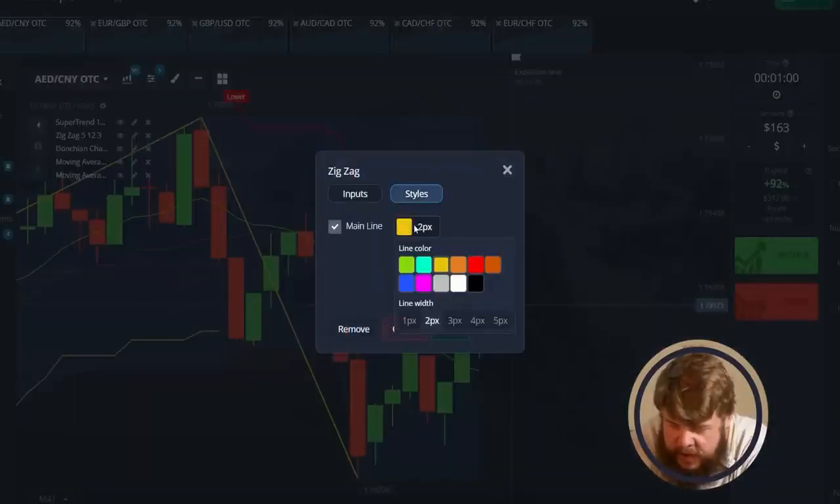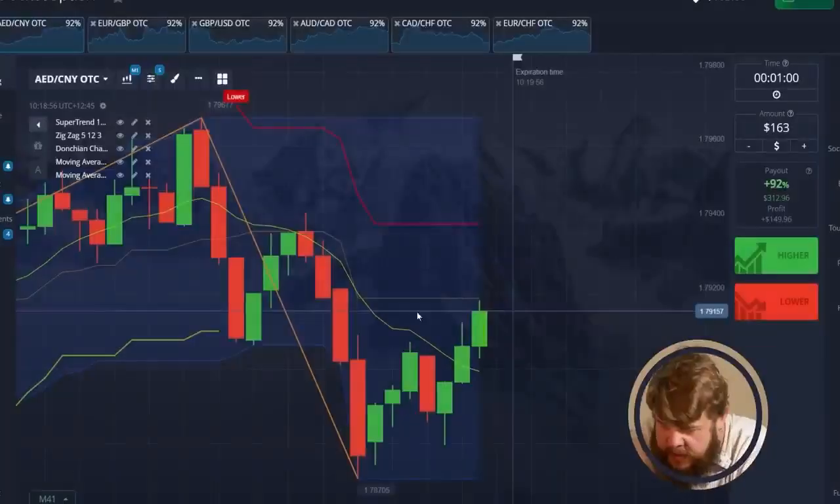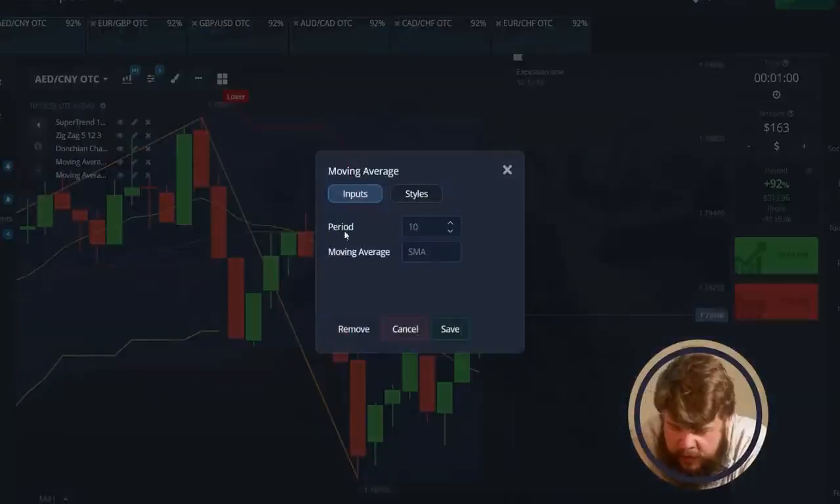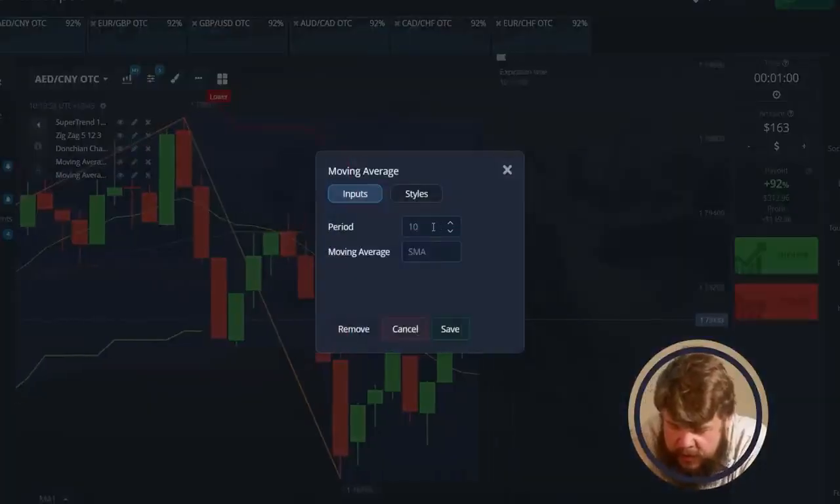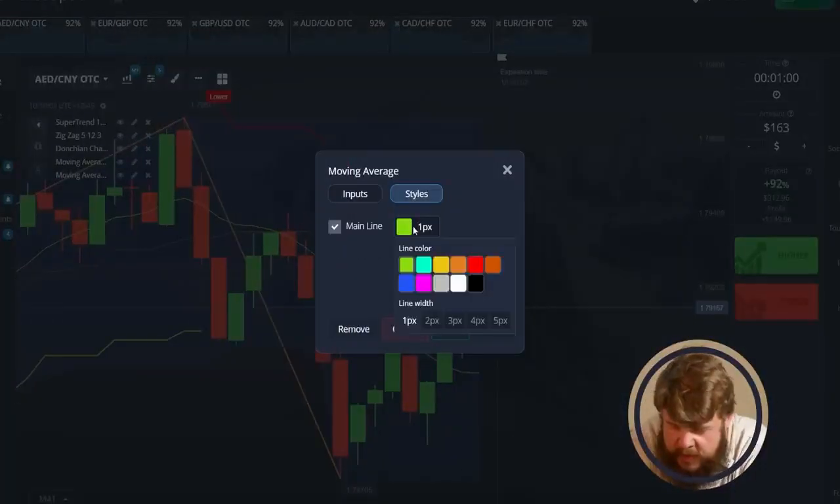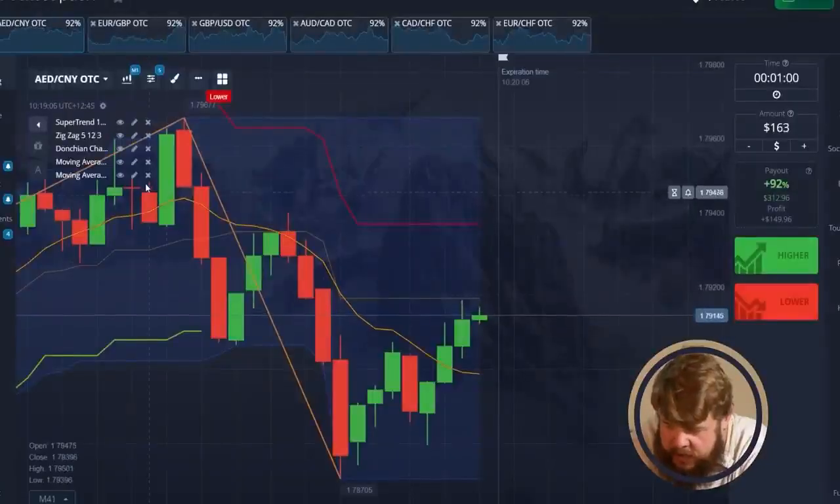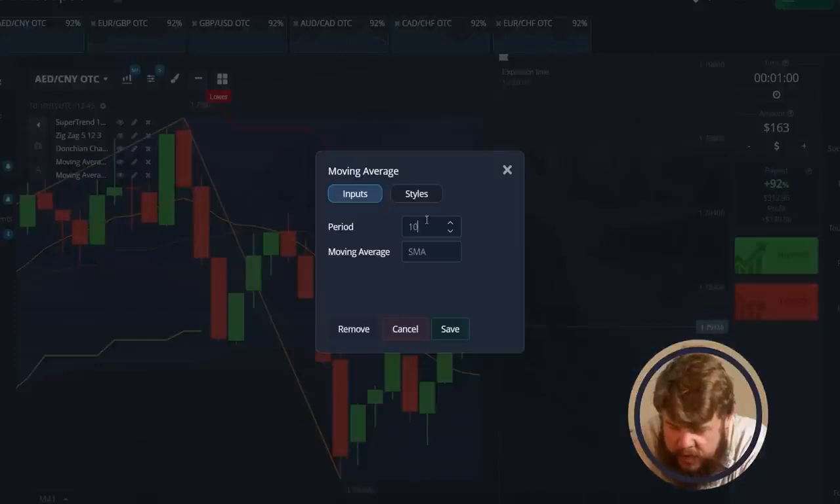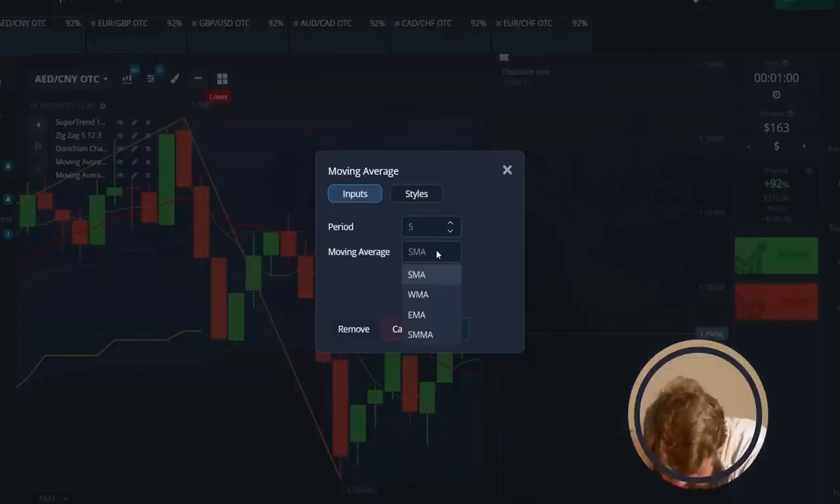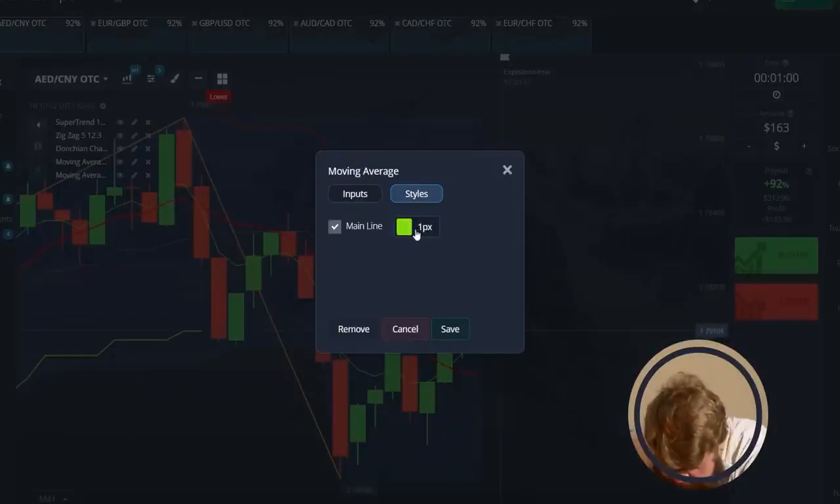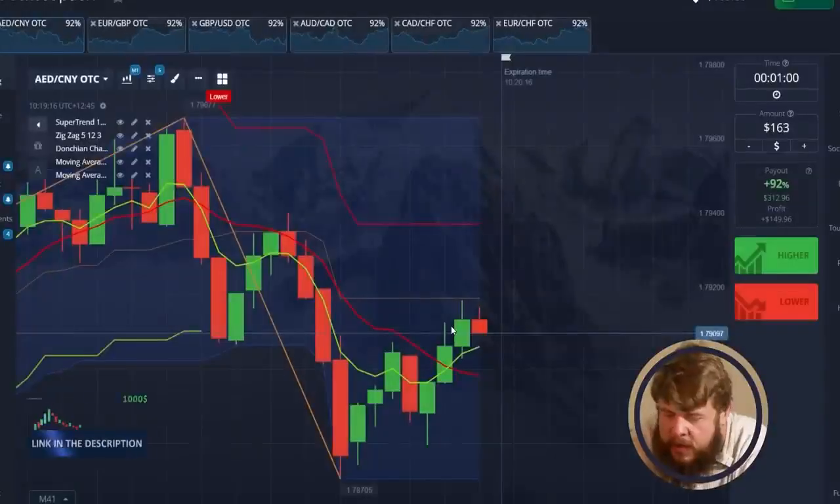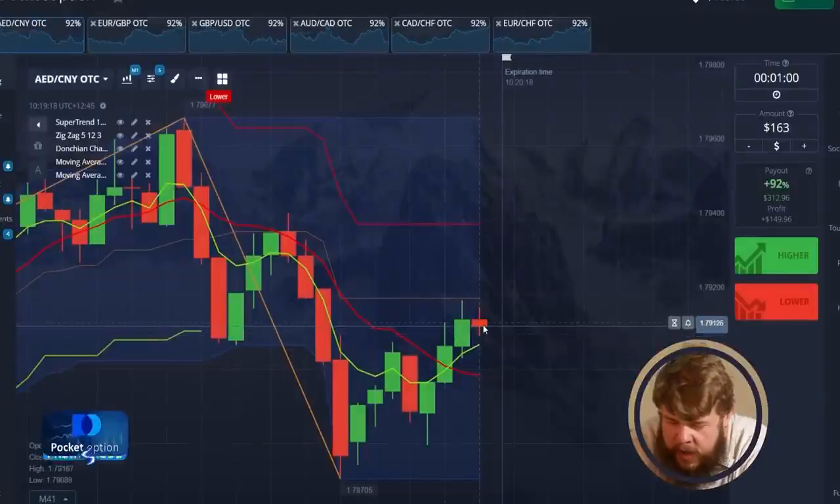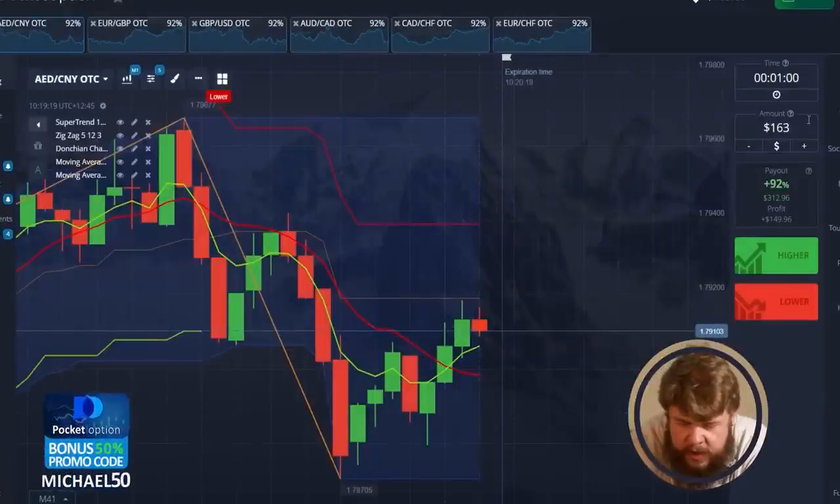Concerning the zigzag, let's put the color brown. Concerning the period, everything is fine. Let's save it. Now let's proceed with the moving average. Concerning the period, first let's change the style. It will be red. Period is fine. Now let's set the second moving average. Let's change the period to 5 and let's change the color. Okay, fine, we can save it. So now we're done and let's proceed to the trading activity.